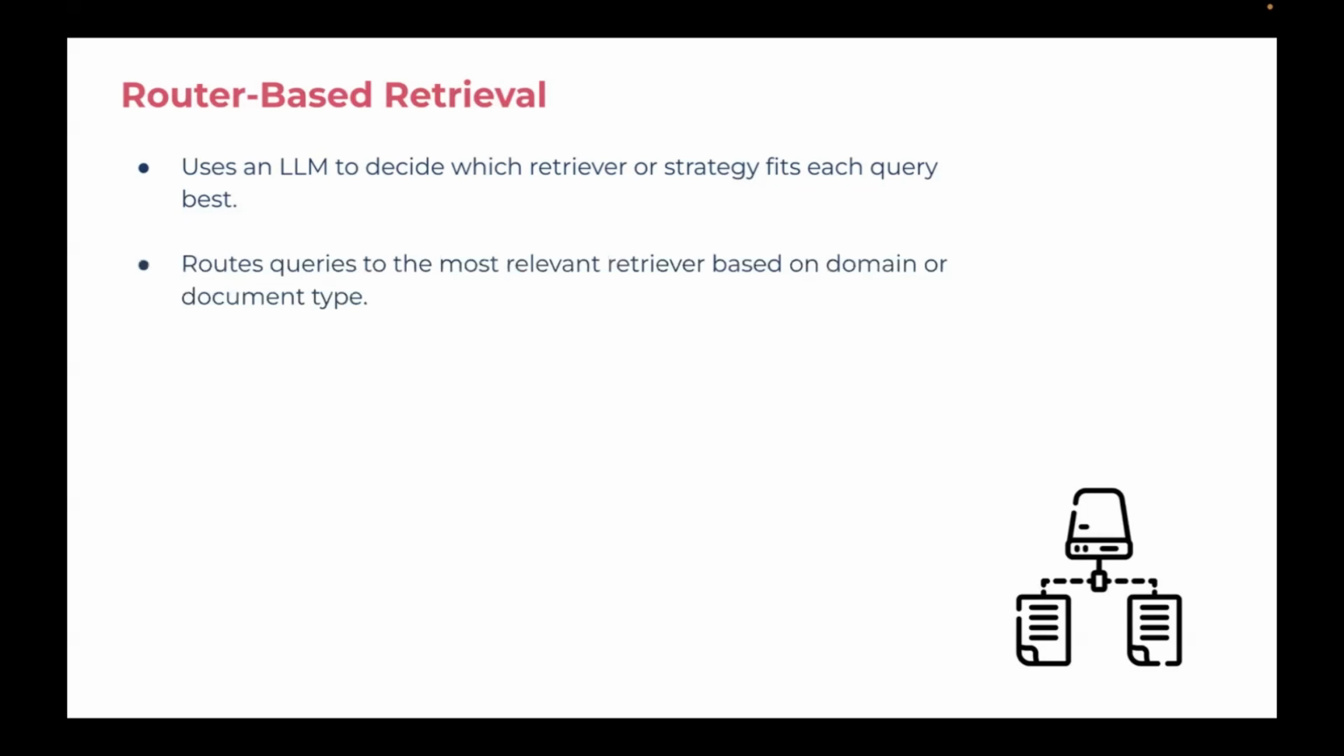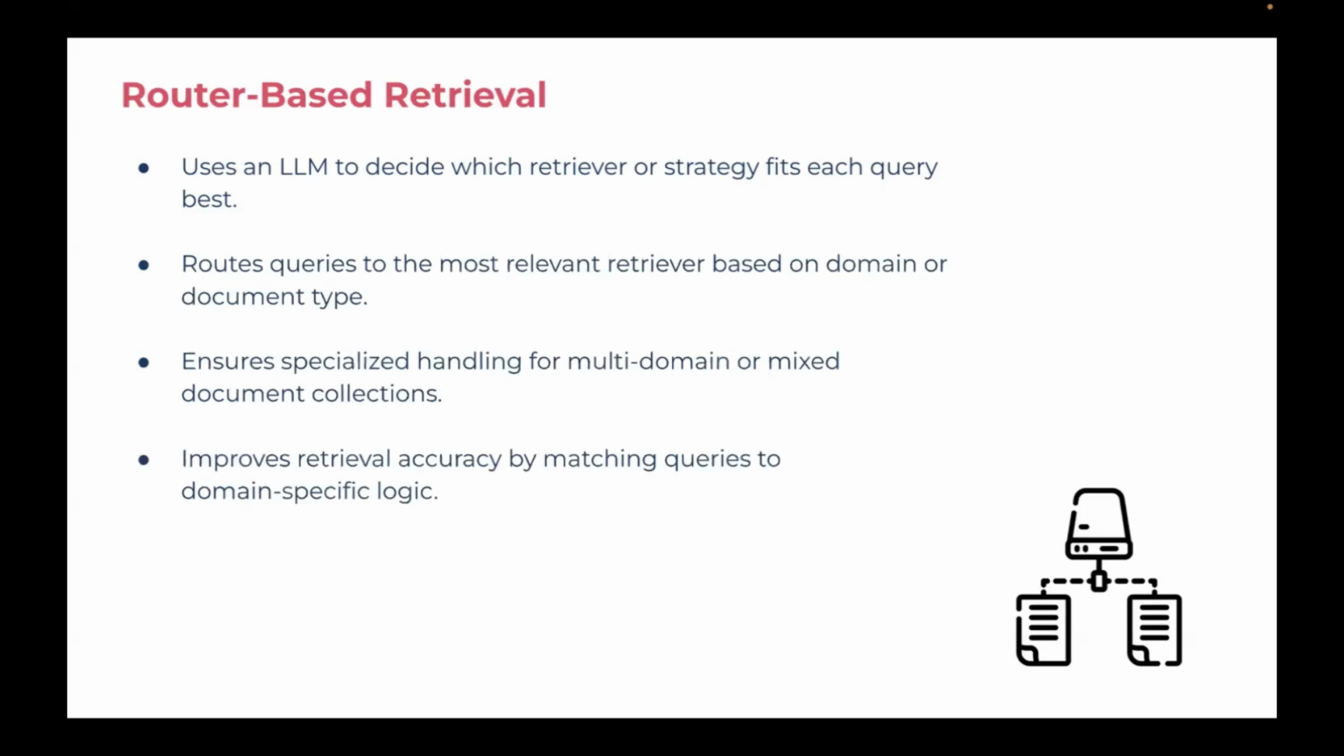Next up, we have the router-based retrieval. This is a strategy that is designed for document sets that contain multiple types of content or domains. So the documents are very different by nature or by their domain. What the router-based retrieval does is that it uses an LLM to decide which of the retrieval strategies is best fit for that particular document or that particular query. So it gets in all the documents and then it routes it to the best fit strategy depending on the domain. And this again ensures specialized handling of multi-domain or mixed document collections, and it improves the retrieval strategy by matching queries to the logic that you're looking for.